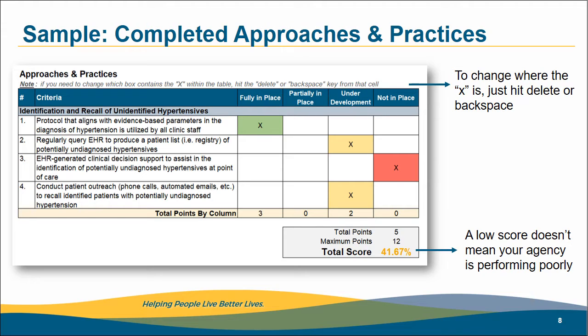The other thing that we want to point out is that after you fill in all your response options, at the bottom of the approaches and practices section, you'll get a total score. In this case, the series of response options yields a total score of about 42%, which is color-coded to be yellow.